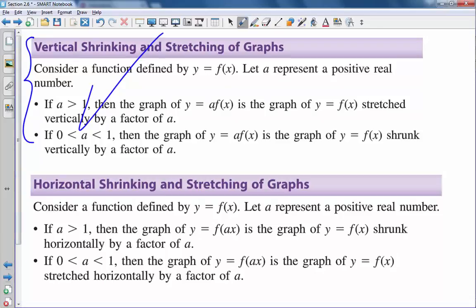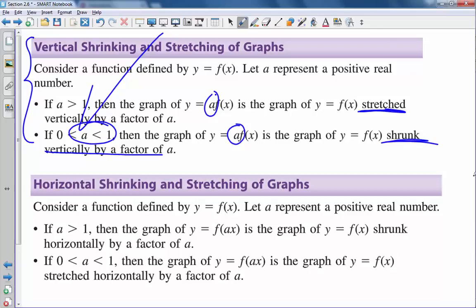By the way, all I said is on the pictures here. If you have a number more than 1 in front of the main body of the function, it's a vertical stretch. If you have a number which is less than 1, but positive, because you don't multiply with a negative, only positive, then it's a vertical shrink. This has already been said. What is new? How about we do this horizontally?